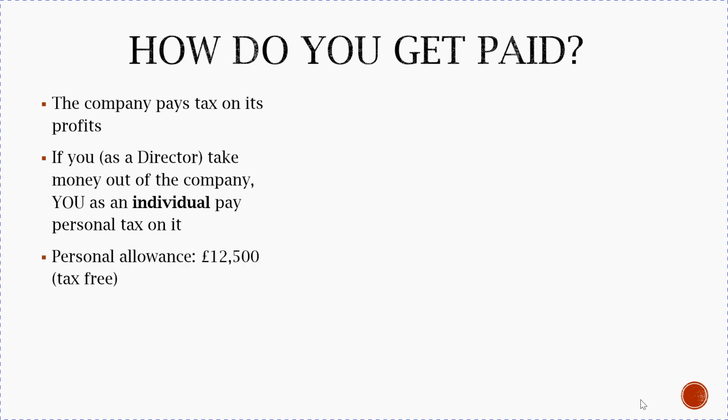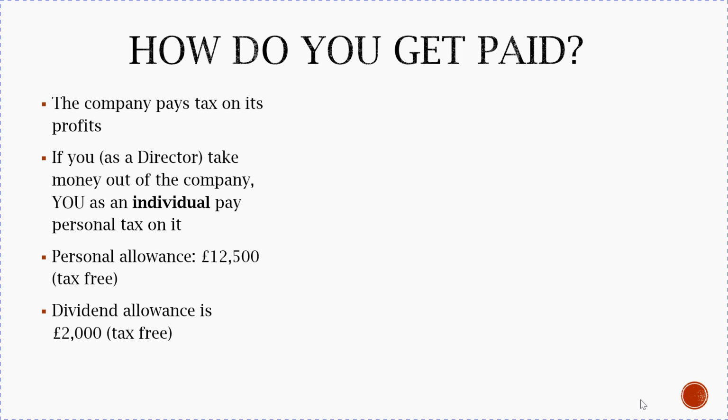Now, as at the year to the 5th of April 2021, the personal free allowance every man, woman and dog can earn in the UK is £12,500, and that's your tax-free allowance. So everyone is entitled to earn that without paying any tax at all. There is also what's called the dividend allowance, because if you take out dividends, there's a thing called dividend tax, and that is £2,000.